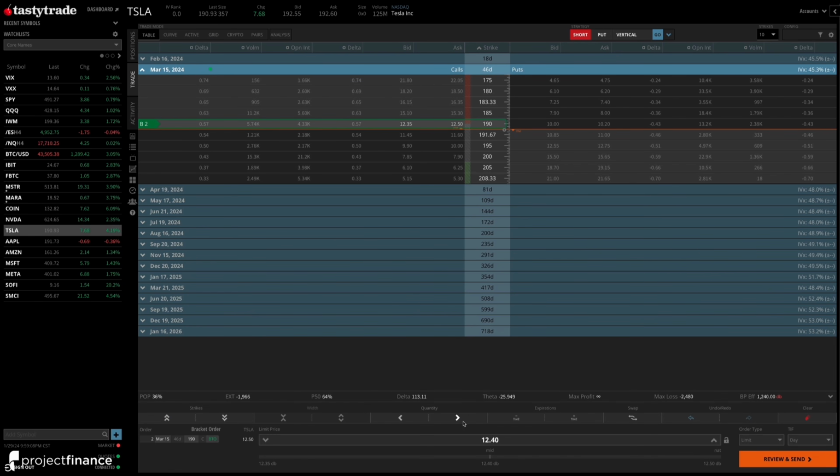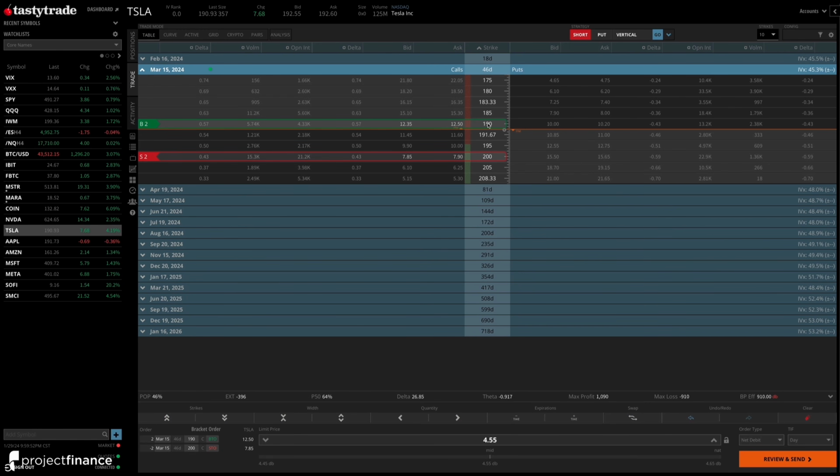If I quickly queue up 2 contracts of buying the 190 call, this gives me an allocation or risk exposure of close to $2,500. We can see that my theta exposure is a negative 25.95. This means with the passing of each day, if Tesla's stock price remains the same and implied volatility also remains the same, this call position is going to lose around $26 per day.